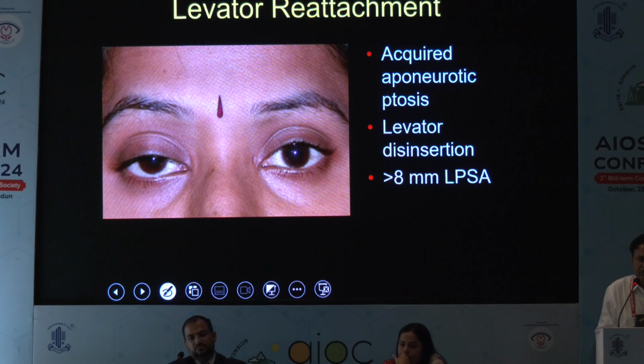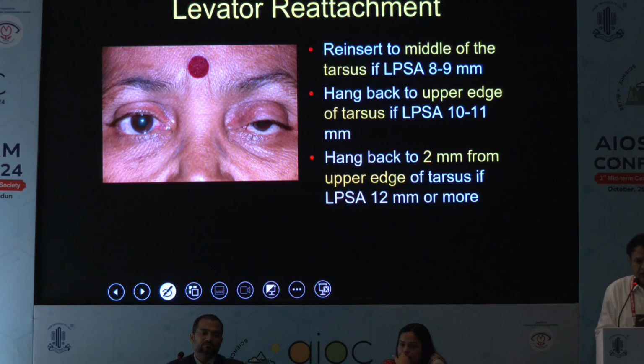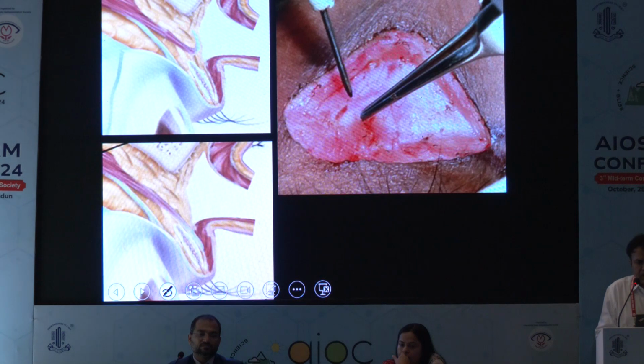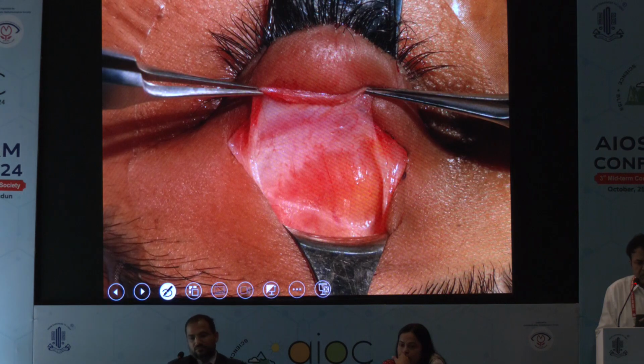Levator reattachment is classically for patients who have levator disinsertion, and we tend to do it in patients who have good levator action. We generally reinsert the levator to the middle or upper 1/3 of the tarsus, and sometimes we hang back if the levator action is even better. What I have found is that when the levator gets disinserted, it rolls back and gets attached to the orbital septum. This we find in a majority of patients.